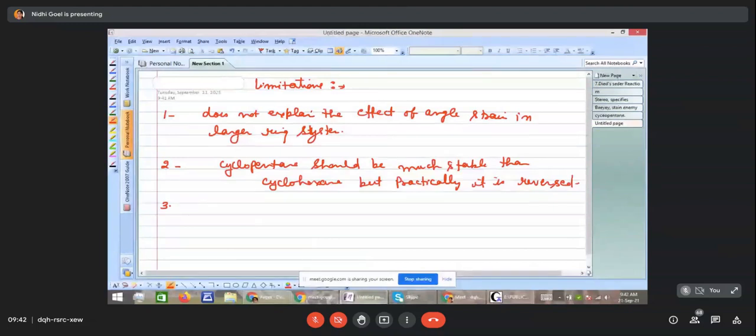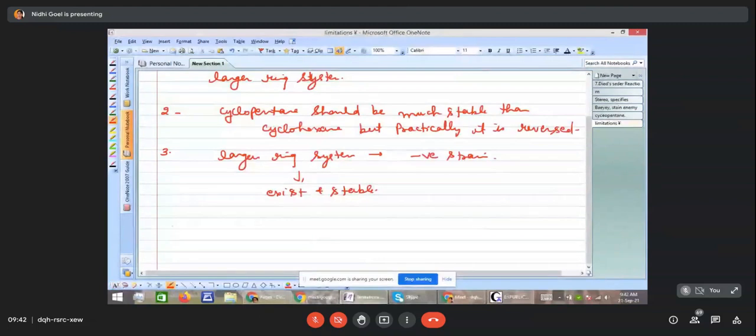According to Baeyer, larger ring systems have negative strain. So these should not be stable, but they exist and are stable. So this theory fails on the larger ring systems.